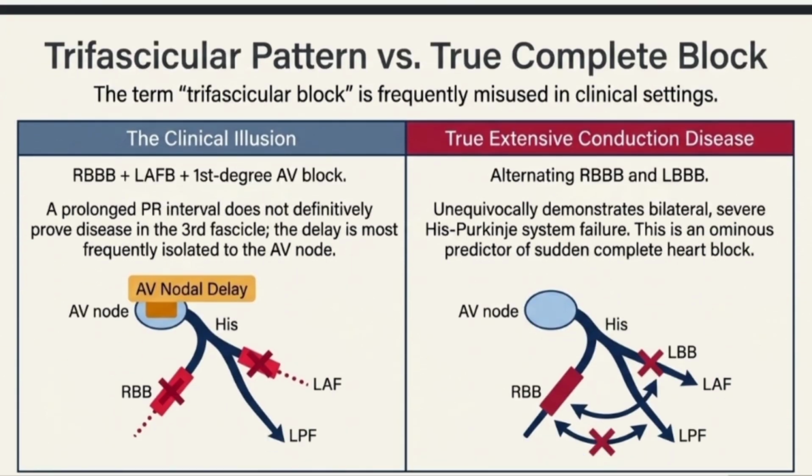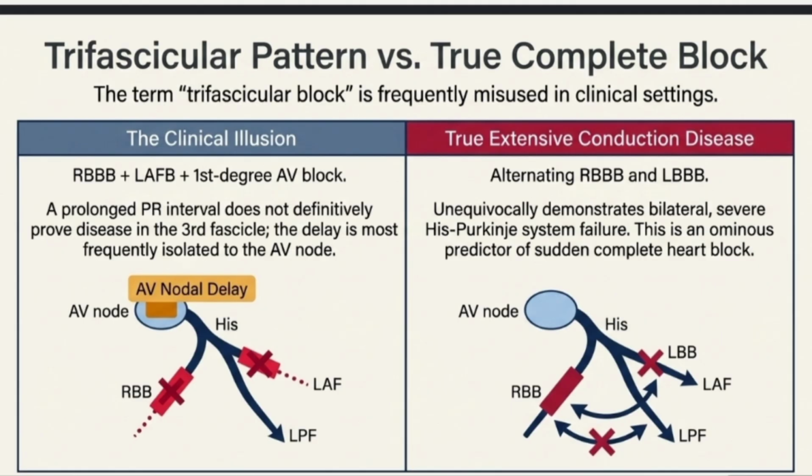Trifascicular pattern versus true complete heart block. The clinical illusion of right bundle branch block with left anterior fascicular block and first degree AV block: a prolonged PR interval does not definitely prove disease in the third fascicle. The delay is most frequently isolated to the AV node, as shown in the diagram.